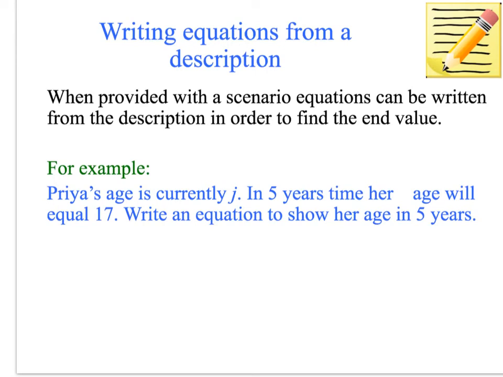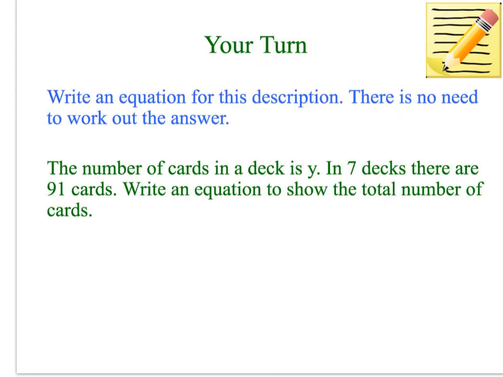So Priya's age is currently J, so J represents her current age. In 5 years' time, her age will be 17. Write an equation to show her age in 5 years. So, well, obviously in 5 years she's going to be 17. So her current age plus 5 equals 17. So that would be the equation that you write. Pretty easy.